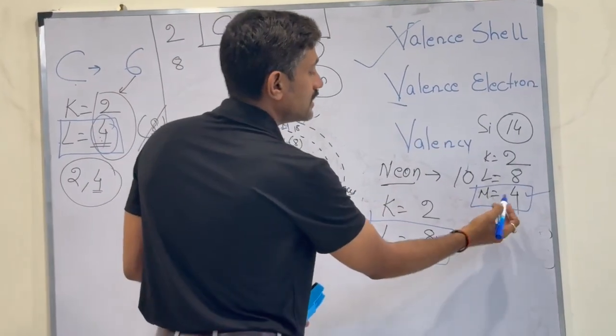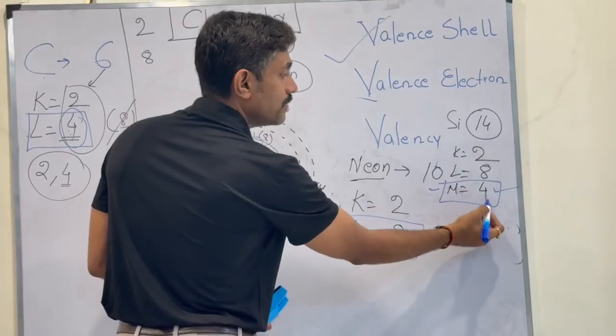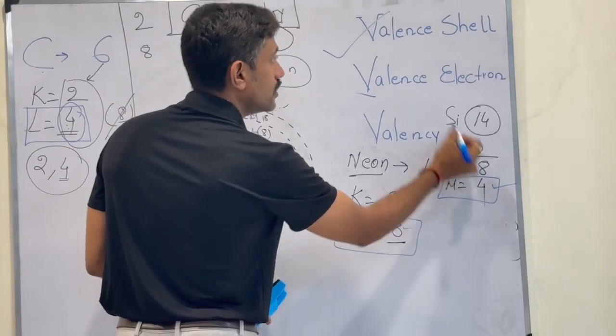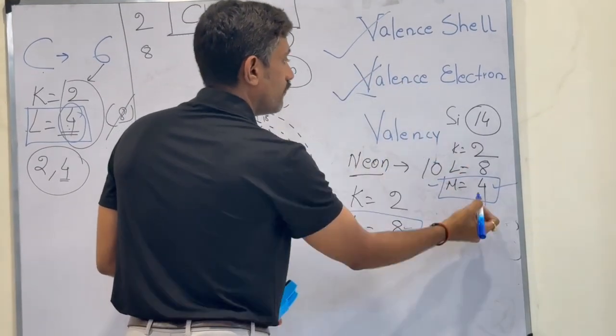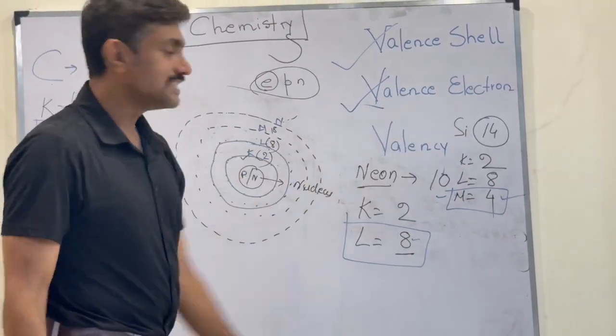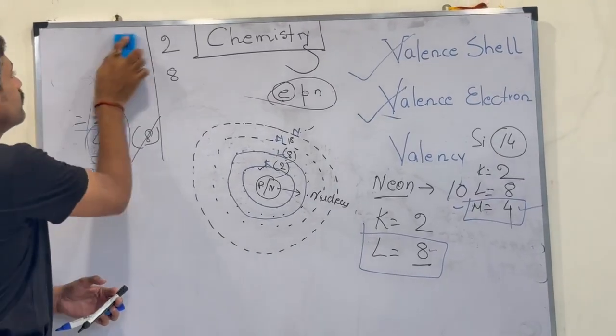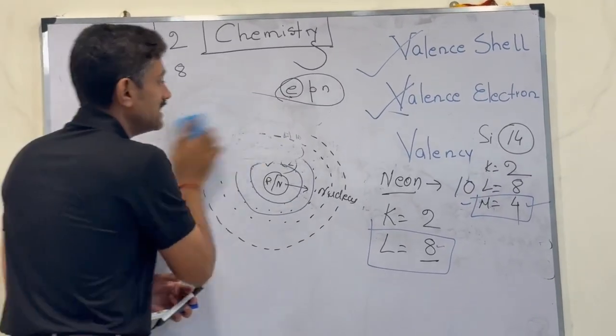For silicon, the outermost shell is M. And how many electrons do we have here? 4. So, the valence electron for silicon is 4. Pretty simple. And the last one is valency. So, in order to make you understand the valency, I have to remove this one. It's pretty easy.